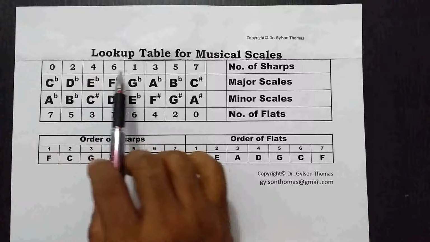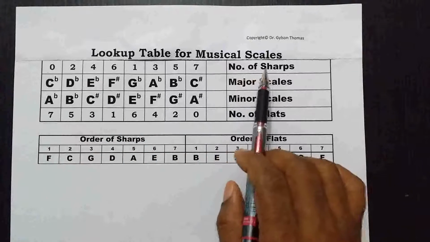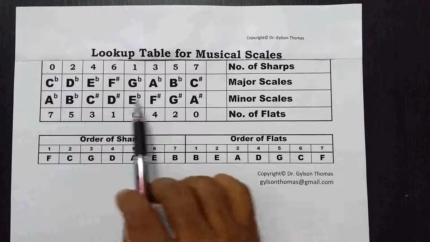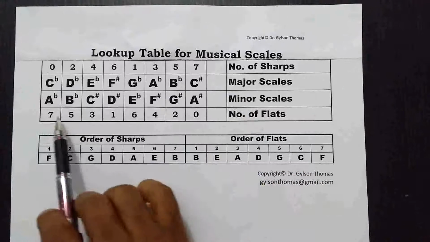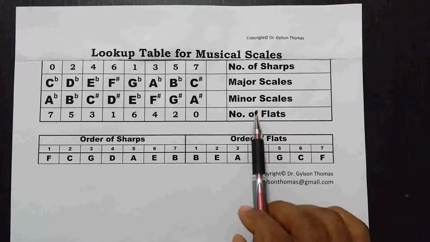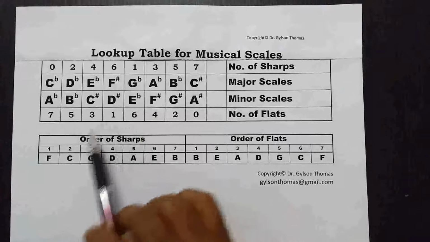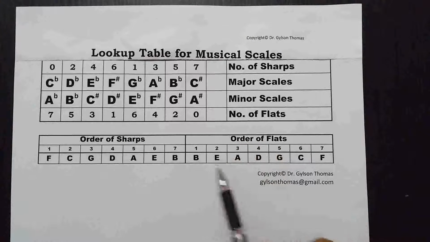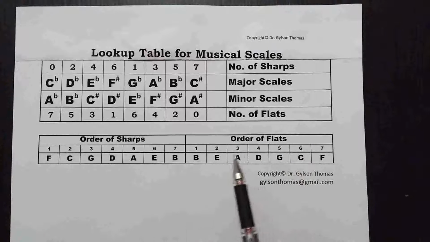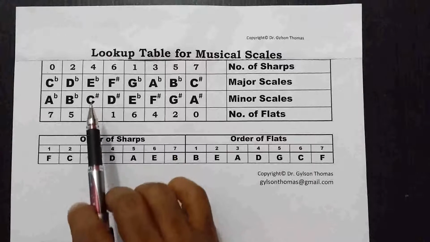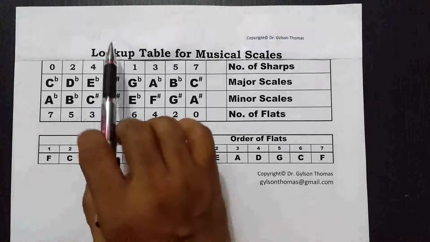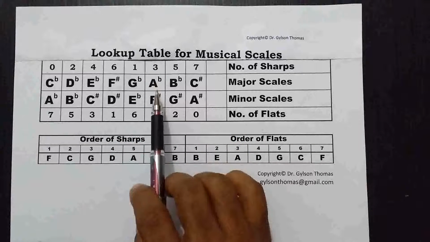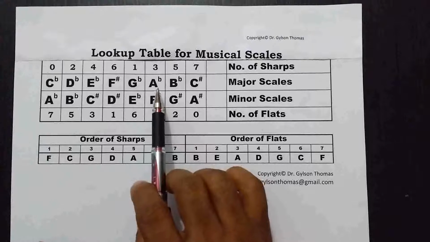Top row corresponds to the number of sharps in the scale. Second row corresponds to the major scales. Third row corresponds to the minor scales. Fourth row corresponds to the number of flats in the scale. Here this is the order of sharps and this is the order of flats in the scale. From this table, along any column we can generate 4 musical scales and the respective chords.